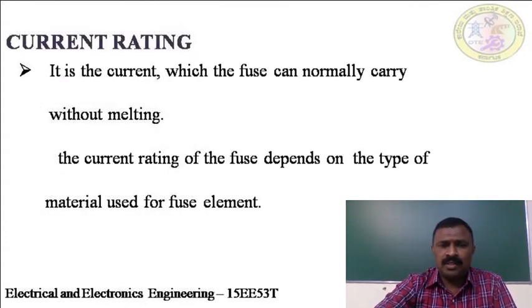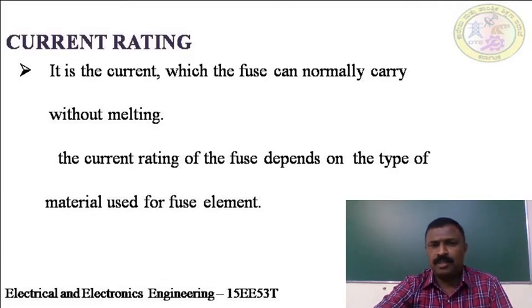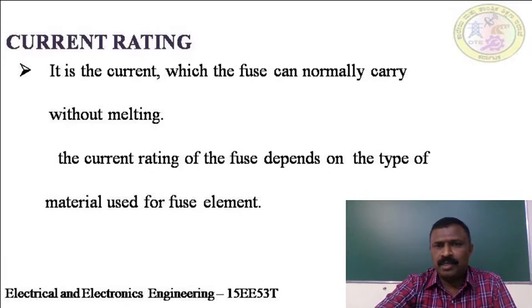Okay, we will see the definitions for the different terms. One is current rating. The current rating for the fuse is the current which the fuse can normally carry without melting. The current rating of the fuse depends on the type of material used for the fuse element. For example, if the fuse element has a 5 amperes rating, up to 5 amperes it normally carries without melting. Therefore, that 5 amperes we call the current rating for the fuse.